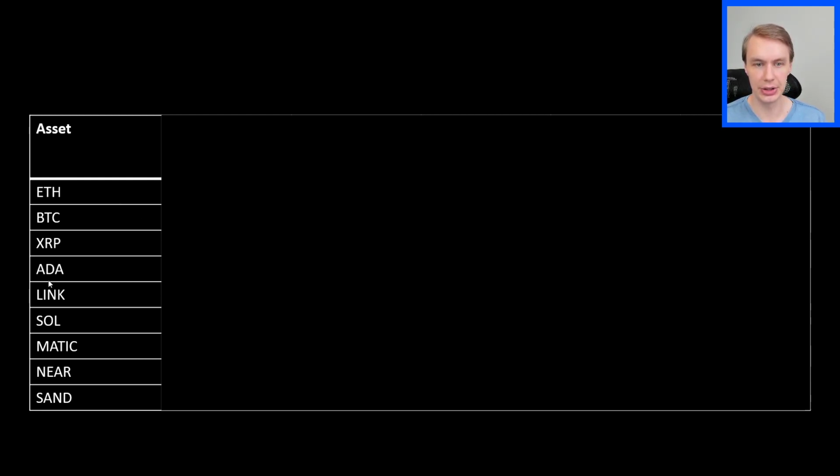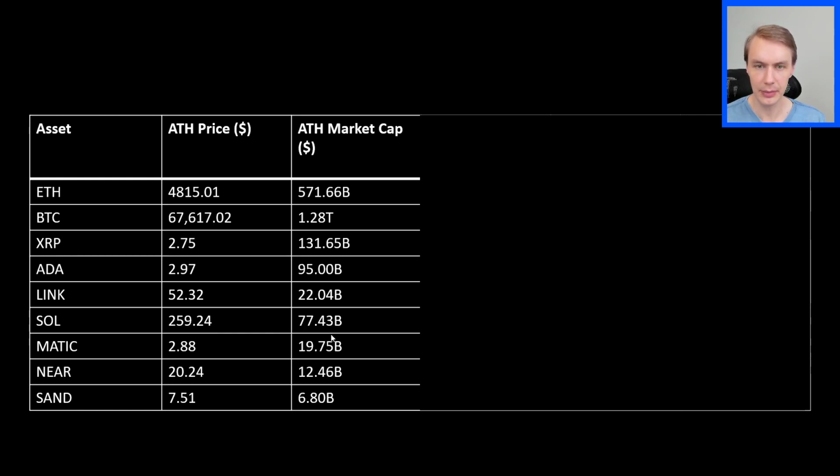Here I've listed off a bunch of different assets. Link sits in the middle, and we also have Ethereum, Bitcoin, XRP, etc. I first grabbed the all-time high close prices, so this is the daily close, not the top of the wick, and also the all-time high close market cap values. There's an all-time high price for each of those. For Link, it's about $52, and its all-time high market cap is 22.4 billion, like we were just talking about.